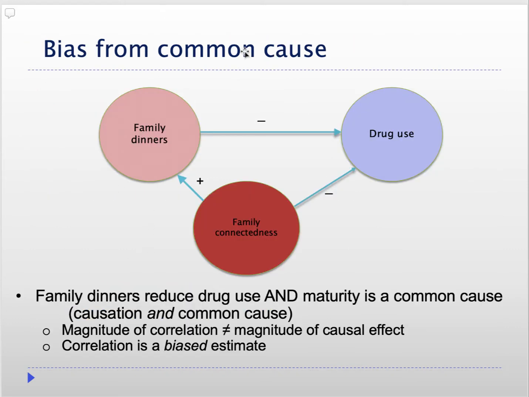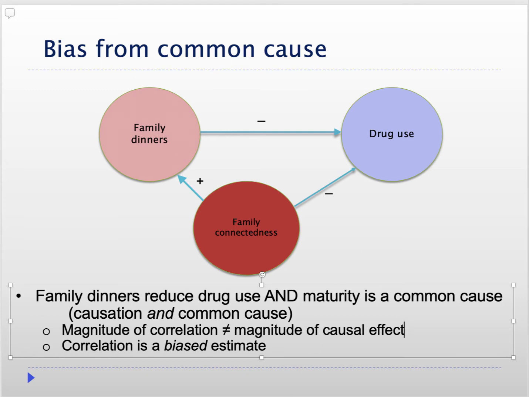It could be that family dinners really do cause drug use to decline, and also that family connectedness is a common cause of family dinners and drug use. That both are occurring. Now, why does that matter? You might say, okay, you thought family dinners reduce drug use, and it really does. So what's the problem? The problem is by how much? The magnitude of the estimate.